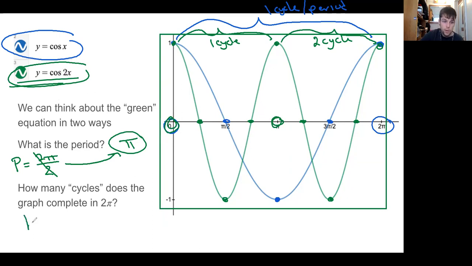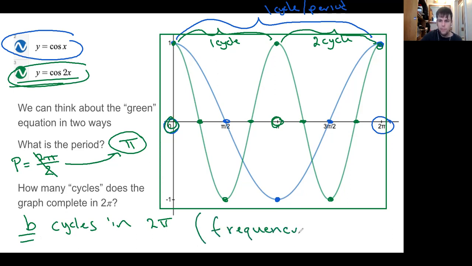There's always going to be b cycles in 2 pi. So whatever that number is, we say b, which is 2. In this case, there's 2 cycles in 2 pi. There's always going to be b cycles there. Some people call this the frequency of the graph. This is more of a physics term, but the frequency of the graph. How frequently is it oscillating in this kind of standard interval?